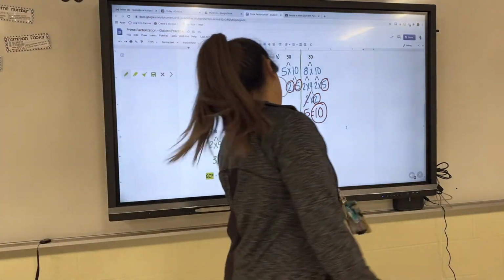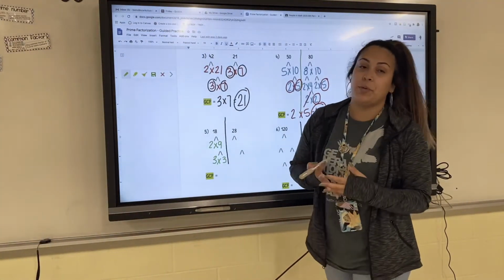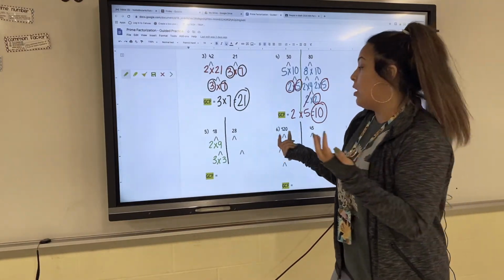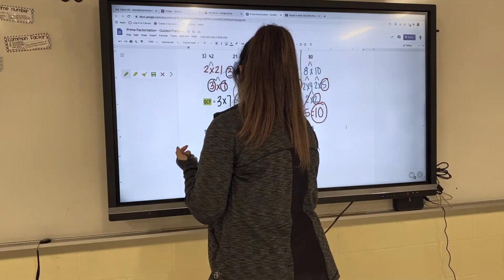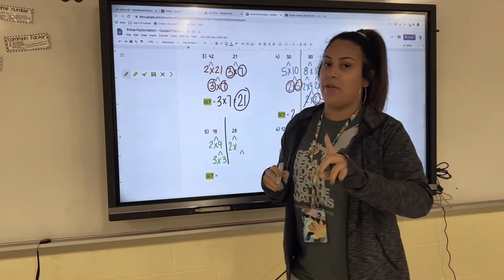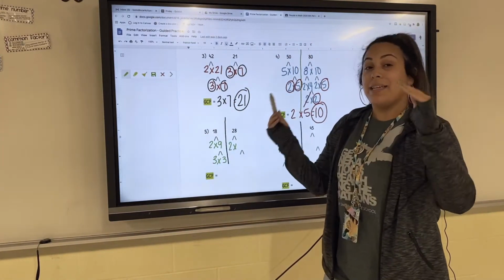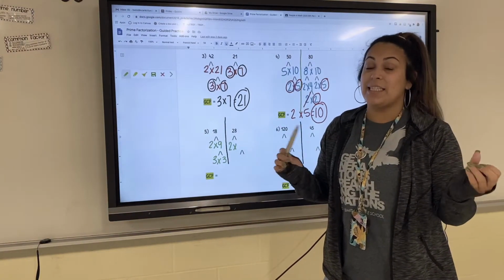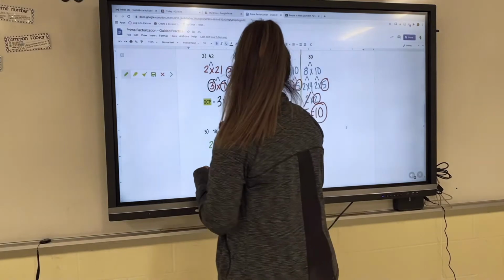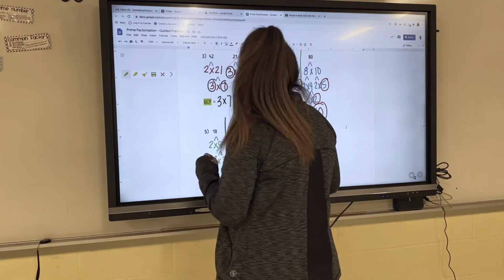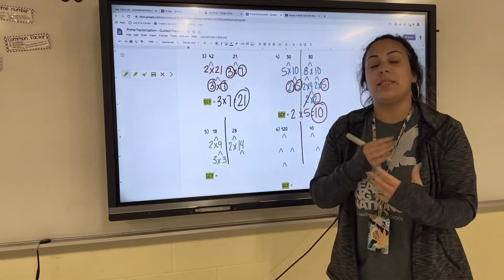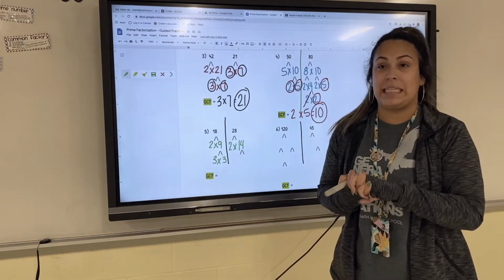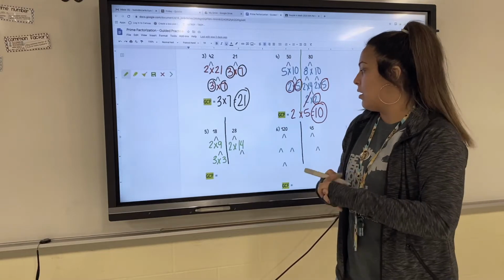Now we're going to go to 28. Again, 28 is an even number, so I'm going to start off with 2. Some of us may not know this off the top of our head, but what we can multiply 2 by to get 28 is 14. This is a good time to memorize that. So 2 times 14 is 28.